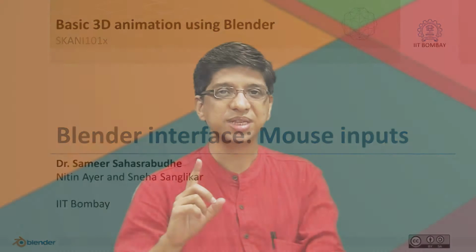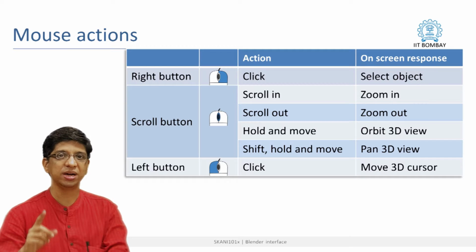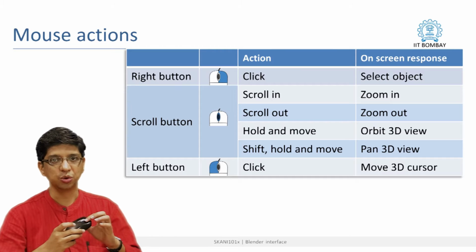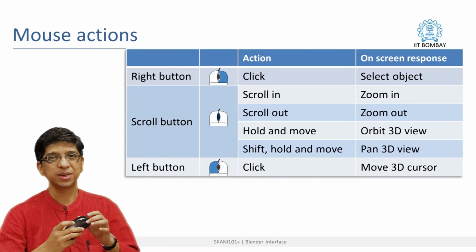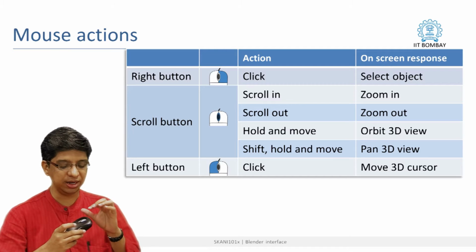Now, once we have seen these windows, let us move on to the mouse actions. As you can see, we had specified in our system requirements session that you require a mouse which will have 2 buttons and a scroll. So, there are specific inputs which can be given by the mouse, and in this particular part we will explain how different inputs will result into different on-screen responses.